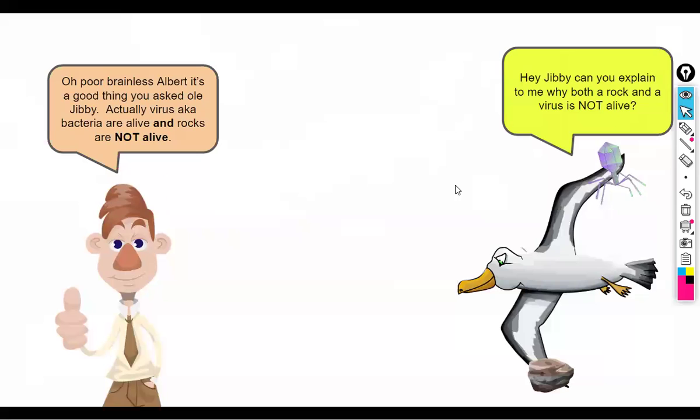So most of you all know the protagonist of our lectures, Jibby, who is a dim-witted person and usually is known for saying the wrong things about anything. He's the last person you try to seek advice from. So here we have an albatross. And in the yellow comic bubble, he says, "Hey, Jibby, can you explain to me why both a rock and a virus is not alive?"